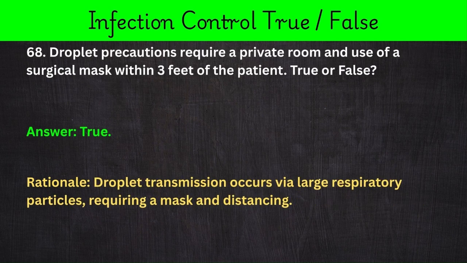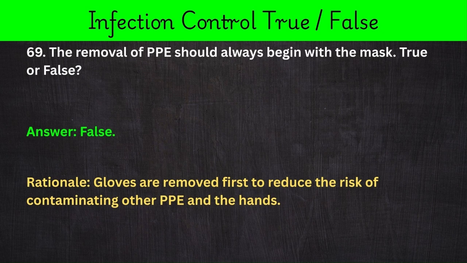68. Droplet precautions require a private room and use of a surgical mask within 3 feet of the patient. True or false? Answer: true. Rationale: droplet transmission occurs via large respiratory particles, requiring a mask and distancing. 69. The removal of PPE should always begin with the mask. True or false? Answer: false. Rationale: gloves are removed first to reduce the risk of contaminating other PPE and the hands.